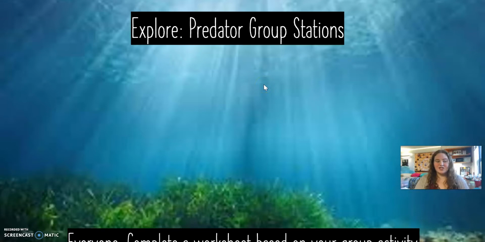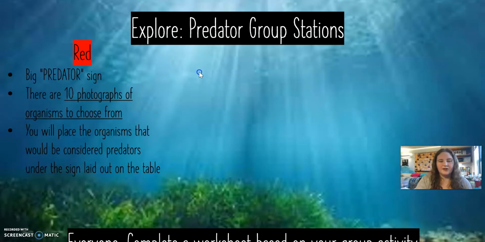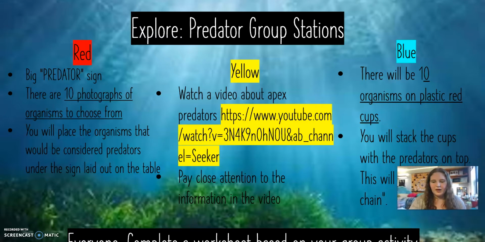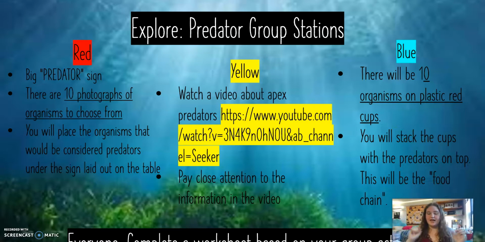So now I'm going to put you guys into groups. We are going to do predator group stations. So you will be split up in either the red group, yellow group, or the blue group. So the red group, you are going to be working on this station. So there is going to be a big predator sign and 10 photographs of organisms to choose from. You're going to place only the organisms that are predators in that category. Yellow group, you're going to be watching this video, which I'm going to set you up in the corner here, and you're going to be paying close attention to the information in the video.